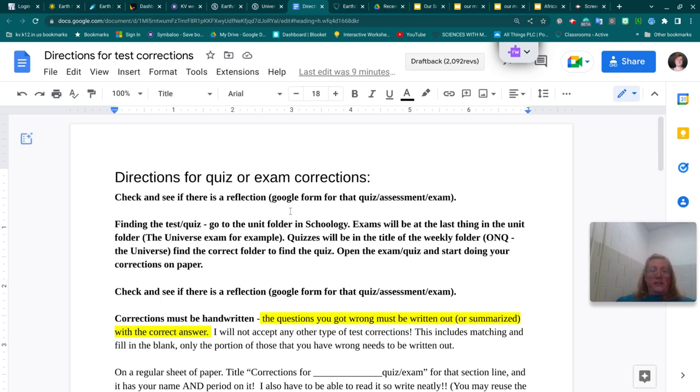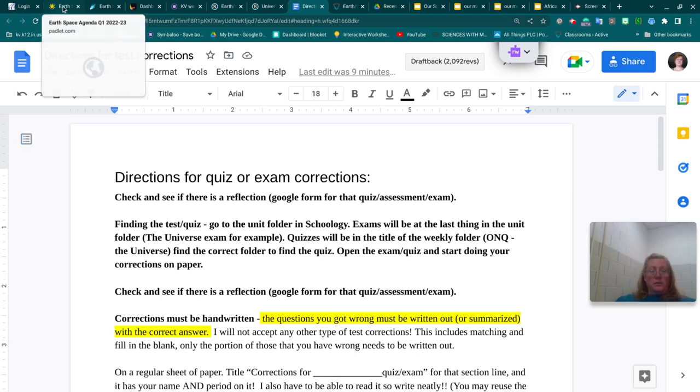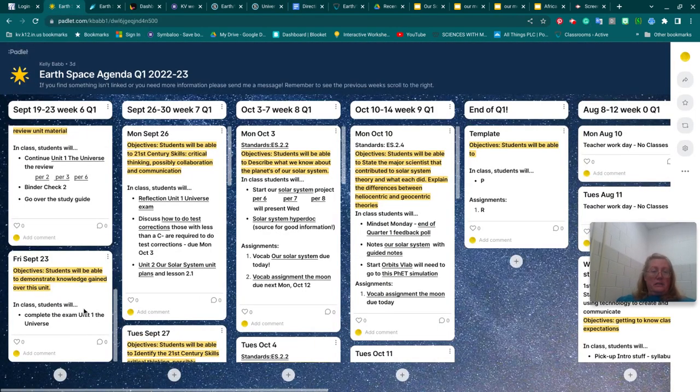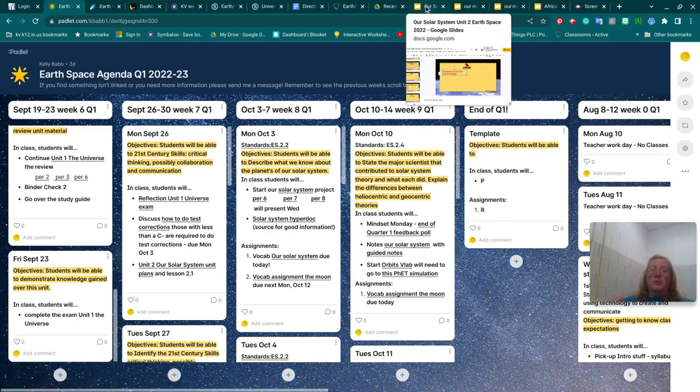So, where do I see that at? I can either go to the agenda if it's something recent, like we just finished the exam the week before. In that case, usually sometime in the following week, like today, Monday, there's a reflection. There it is. If it's been a few days, and you're not seeing it, go to the new unit.